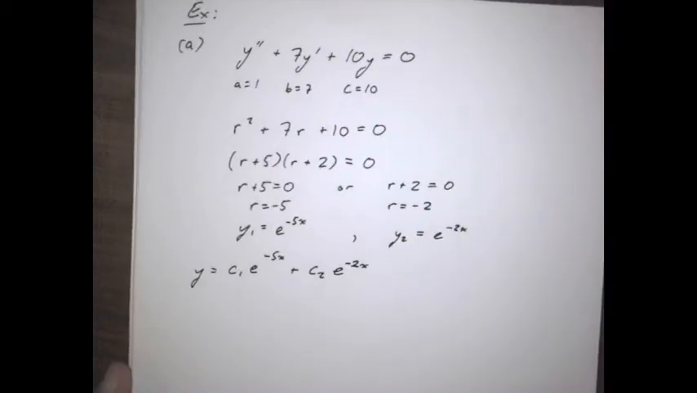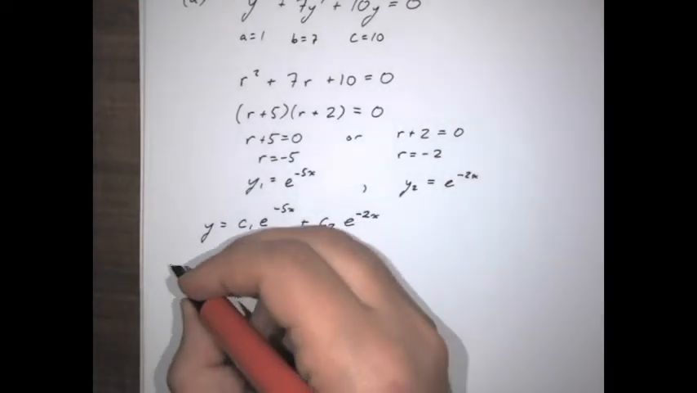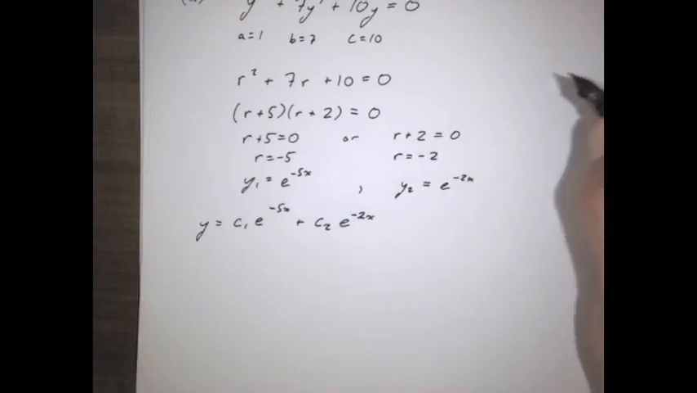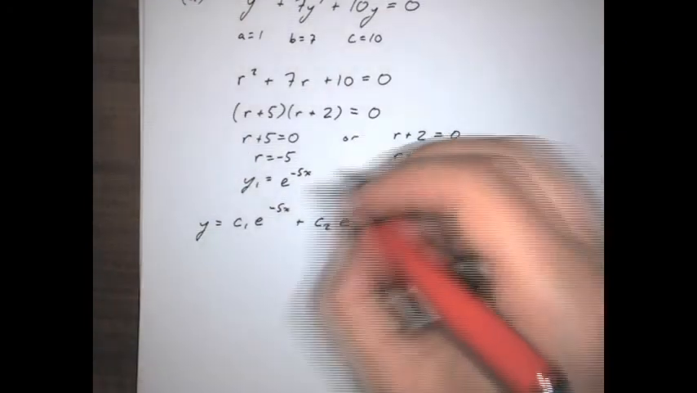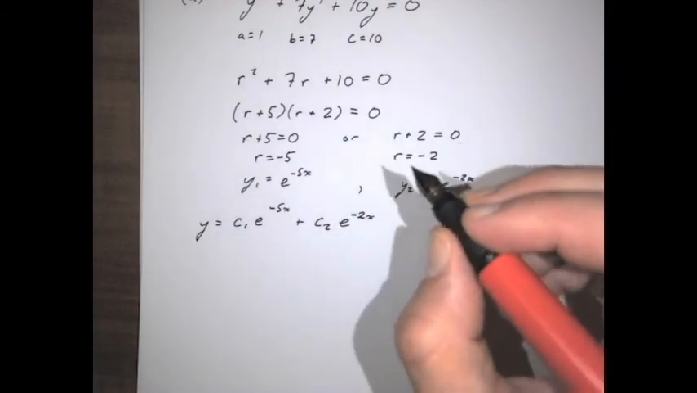Now, if I wanted a specific solution to a specific situation, in other words, I wanted to find the c1 and the c2, I would need initial conditions in order to accomplish that. And in fact, what I would need is two initial conditions. I would need to have two pieces of data, one that I could use to solve for the c1 and one that I could use to solve for the c2.